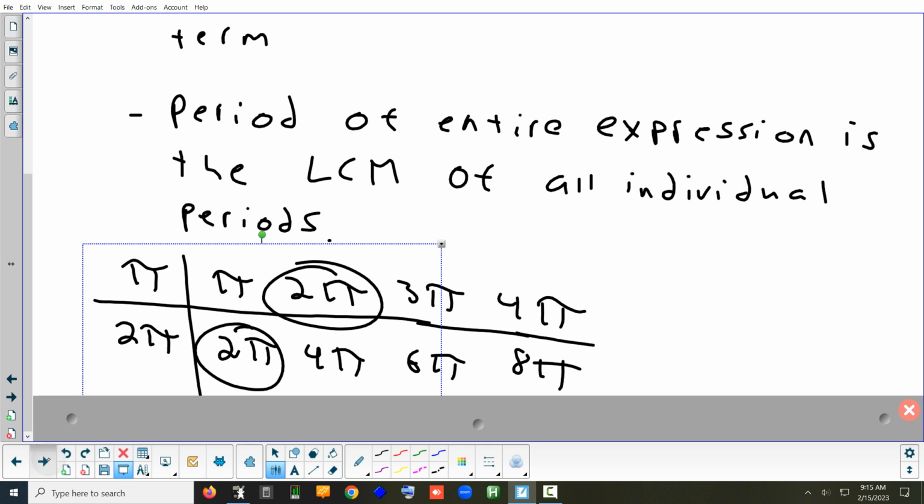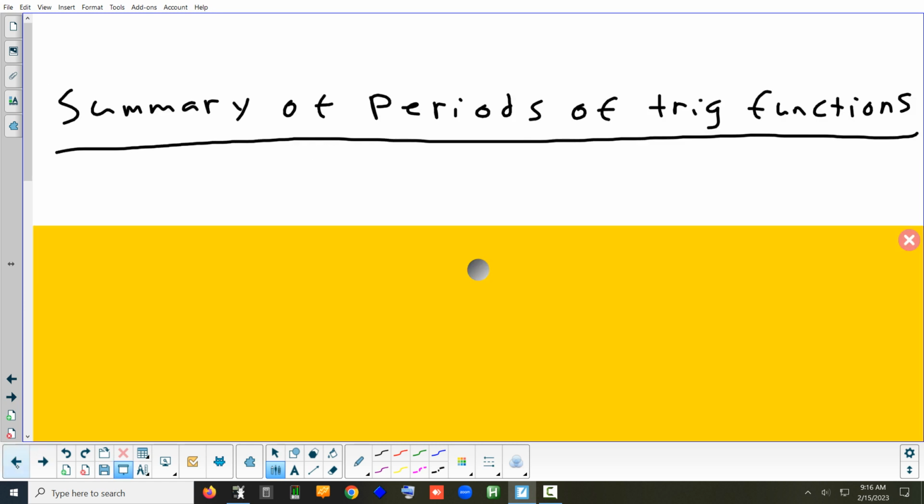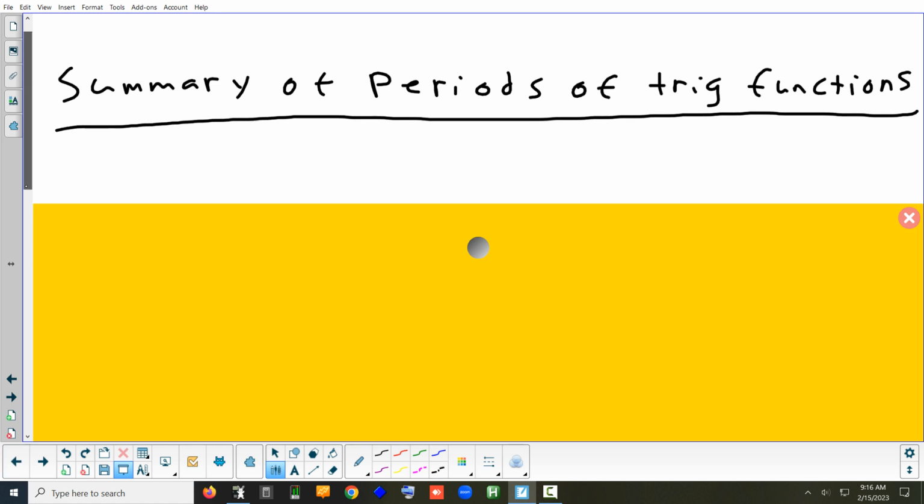But what if one of the terms is something squared? Or what if I did sine cubed? What would that do to the period? What are the two formulas that we use right now to find the periods? We either use this one or this one. Pi over b and 2 pi over b. And that's going to be exactly what we have to do with this. It doesn't matter if you raise it to a power. You're still using those two formulas. You just have to know when to use which one.